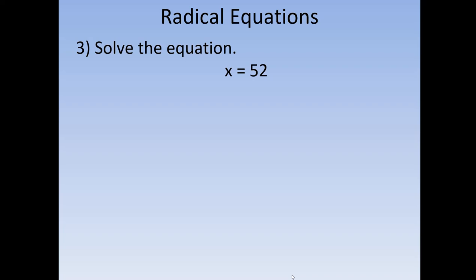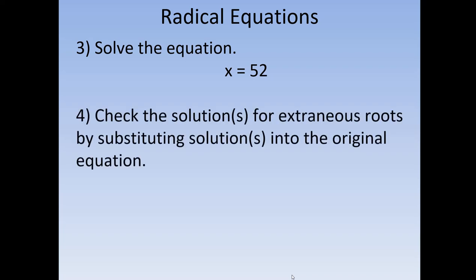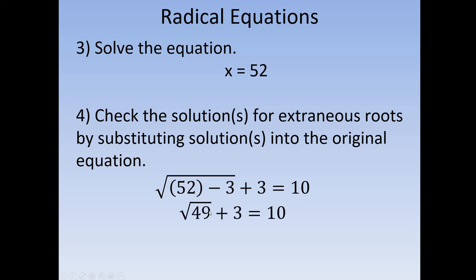Now, the main thing that we want to do after this is check our solutions to make sure that none of those solutions are extraneous. I'll explain what that means in a second. So in this case, we got x equals 52. I need to make sure that this is a proper solution, so I plug it back into the original equation. I put 52 in for x. So now I have the square root of 52 minus 3. When I do the math, that's the square root of 49. The square root of 49 is 7. 7 plus 3 is 10, which fits. So I know for a fact that x equals 52.